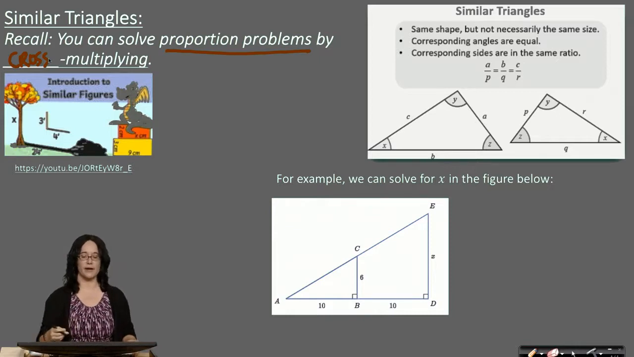So we can solve what we call proportion problems by cross multiplying, and you can check out the video that I've posted there on the actual interactive notes in the slides, and that video goes through more examples that might help you get a better feel for what's going on with similar triangles and with cross multiplying in general. But here I want to first talk about the definition.